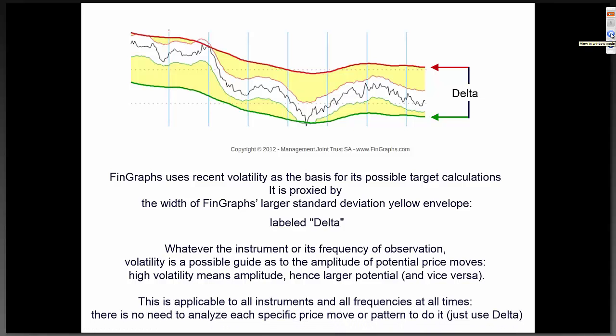This methodology is applicable to all instruments and all frequencies at all times. There is no need to analyze each specific price move or pattern to do it. Just use the delta.